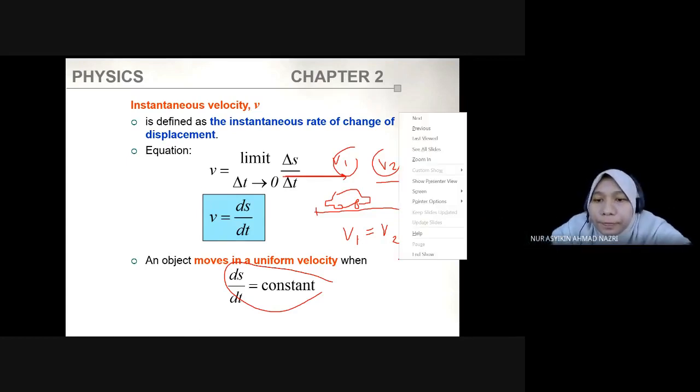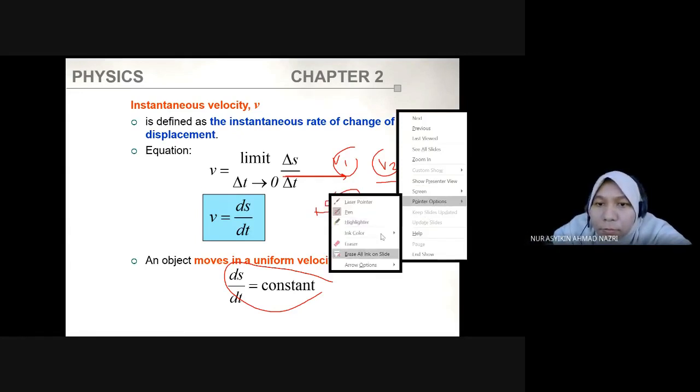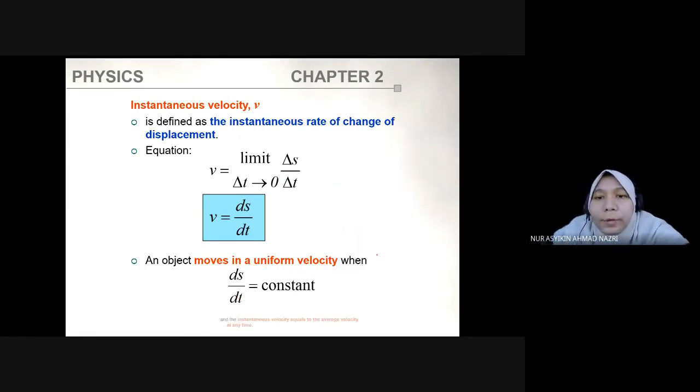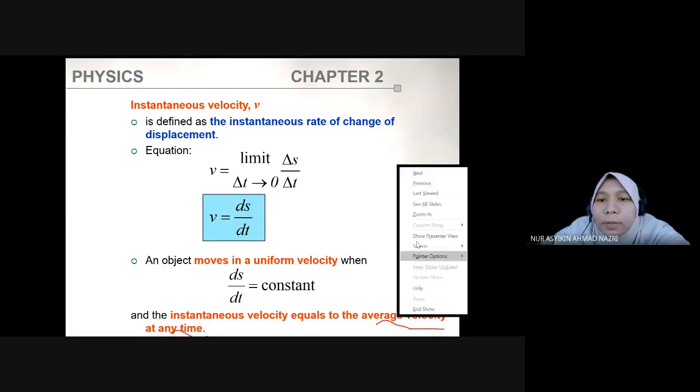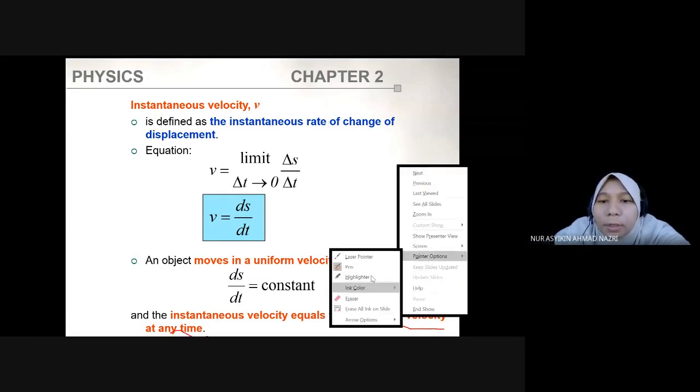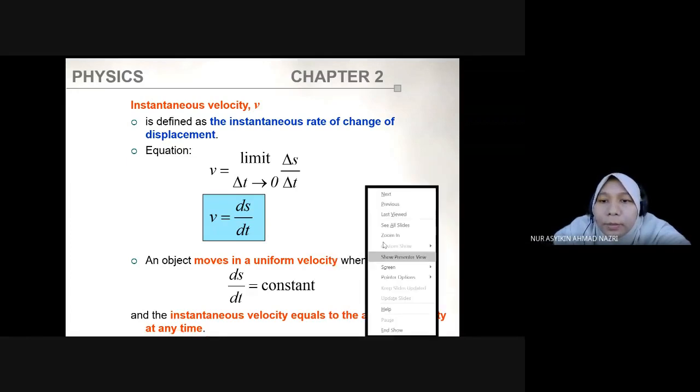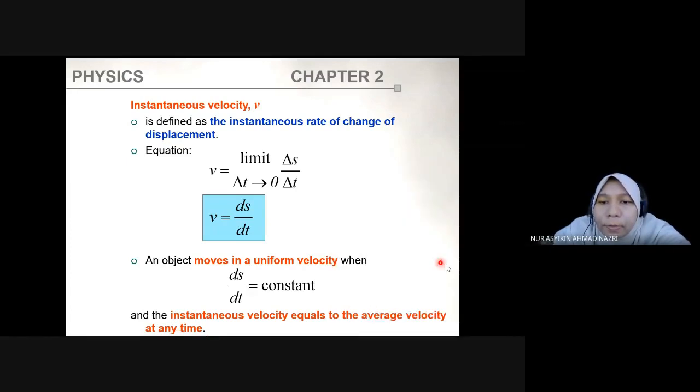Macam mana padam dia? Alright. Okay, so dia kata, and this level equals to the average velocity at any time. Samalah macam saya cakap tadi kat awak. Okay, dia dah cakap lagi. Alright. Manakah? Okay.